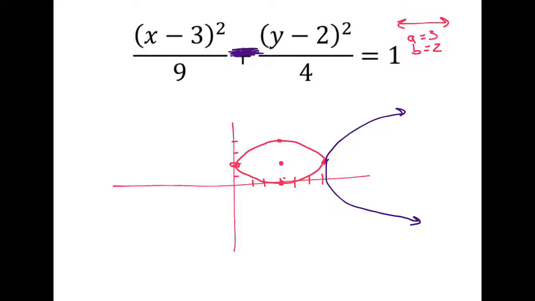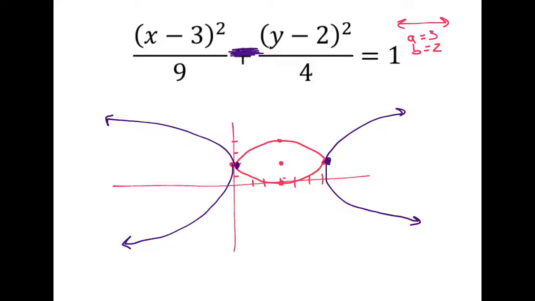Boom. Those branches are going to come out right there, just like that. Kind of looks like two sideways parabolas almost, except the relationship is different there. But notice it shares its vertices with that ellipse. That's kind of cool. That's kind of special. You can know that it's opening horizontally because your x stuff is positive and the y is negative.